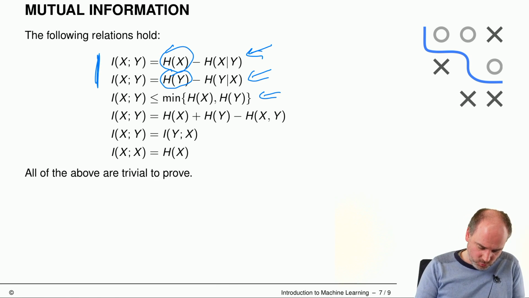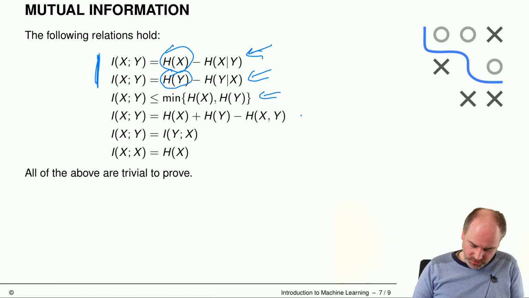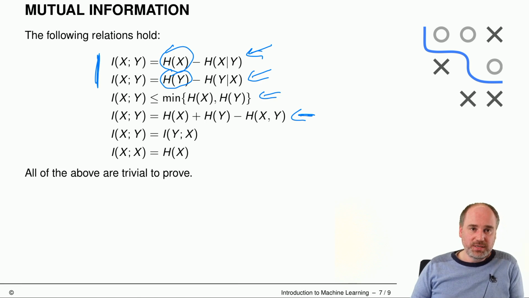Again, using these two relationships, we can also derive this nice little formula here. So the mutual information between x and y is the same as the entropy of x plus the entropy of y minus the joint entropy of x comma y. Symmetry we already discussed, and mutual information between x and x is the same as the entropy of x.